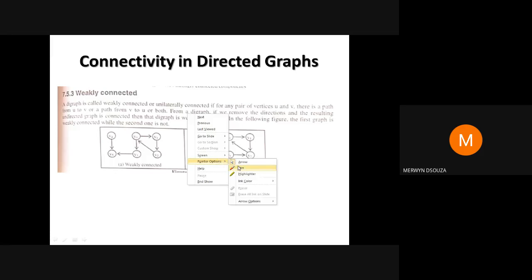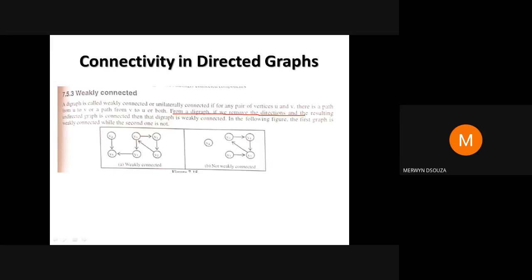Then the next definition is weakly connected. A digraph is called weakly connected if for any pair of vertices U and V, there is a path from U to V or a path from V to U or both. Now, this is difficult to understand. In simpler words, you can read here.